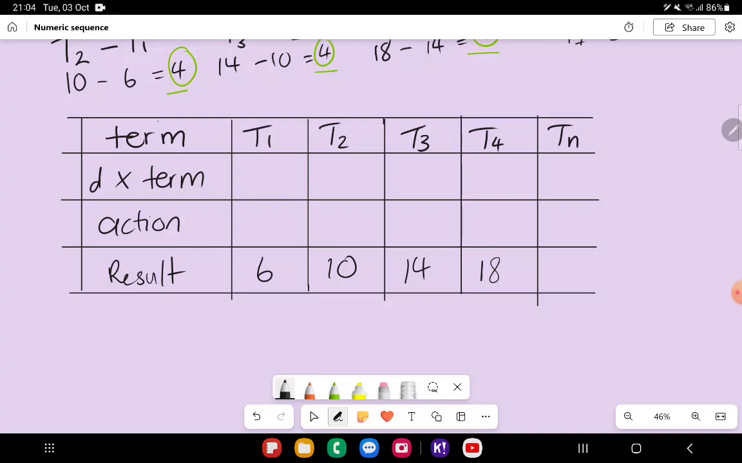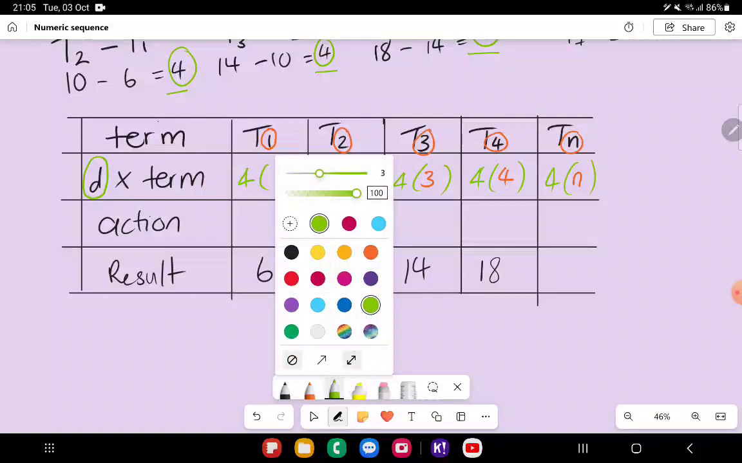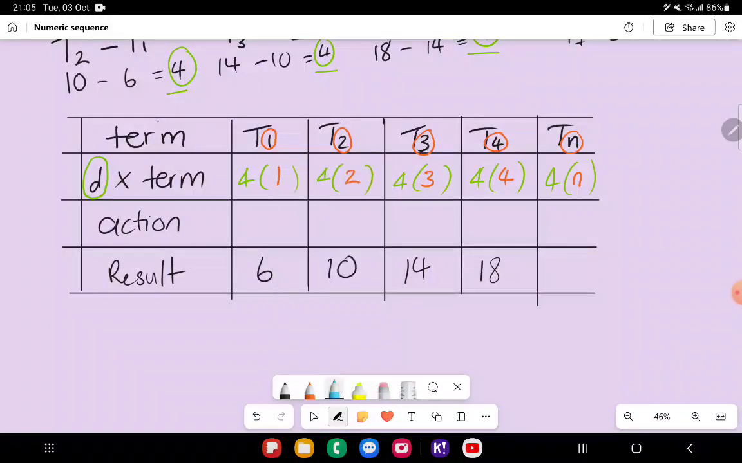My second row is telling me to do the difference, which is my green 4, and I'm going to multiply that with a number. So for all of these, I am going to say 4 times something, and that something is going to be my term here. So 4 times 1, 4 times 2, 4 times 3, 4 times 4, 4 times n. So difference multiplied by the term. Now the last row that is blank is called the action row.